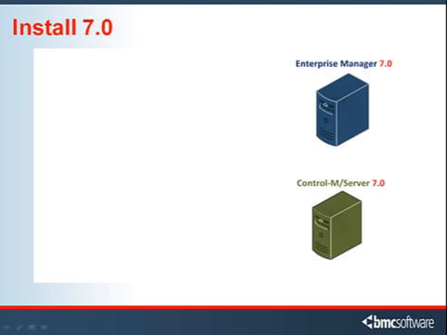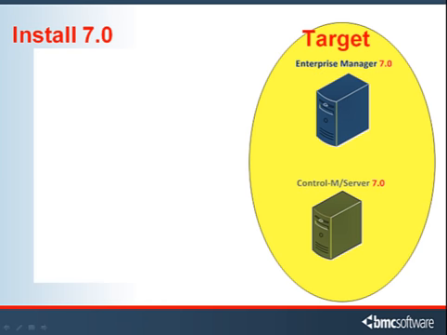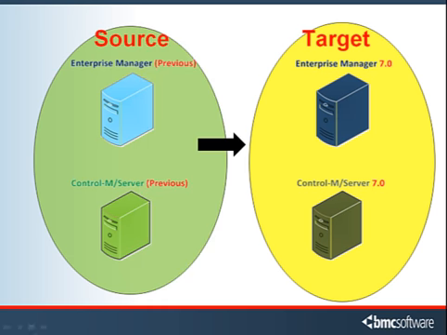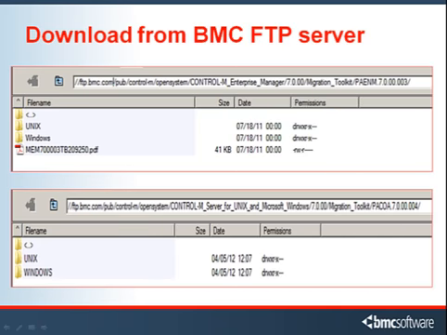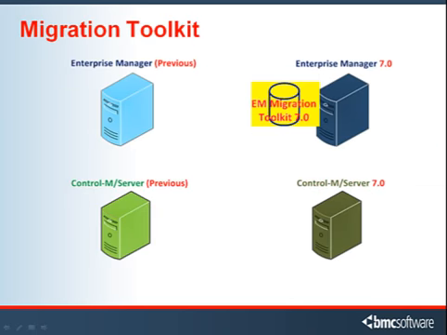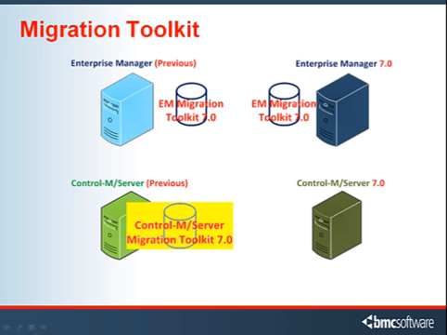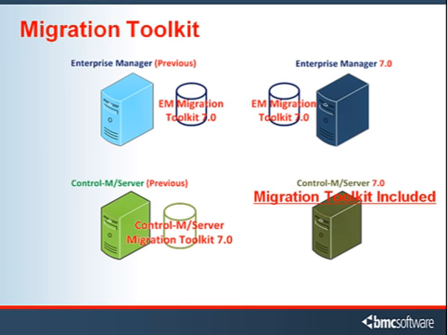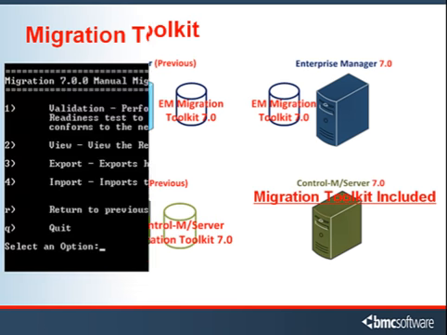First, you want to install the new 7.0 environment. In the documentation, this is referenced as the target environment. The previous environment will be referenced as the source environment. After installing the 7.0 environment, you will need to download the Migration Toolkit from the BMC Anonymous FTP server. There is a Migration Toolkit for the EM and a separate Migration Toolkit for the Control-M server. You will need to install the EM Migration Toolkit on both the EM 7.0 and the previous version of EM. However, for the Control-M server, you will only need to install the Control-M server Migration Toolkit on the previous version of the Control-M server. The Control-M server 7.0 has the Migration Toolkit included.